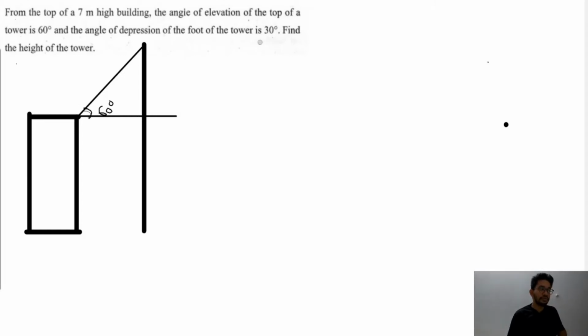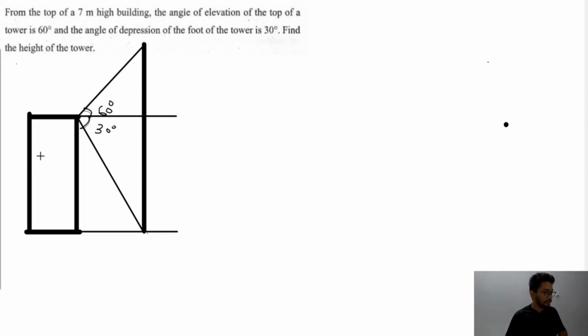And they've given one more thing, the angle of depression of the foot of the tower is 30 degrees. So from this point to the bottom of the tower they've given the angle of 30 degrees. That is the angle of depression, 30 degrees. All we need to find is the height of this tower.